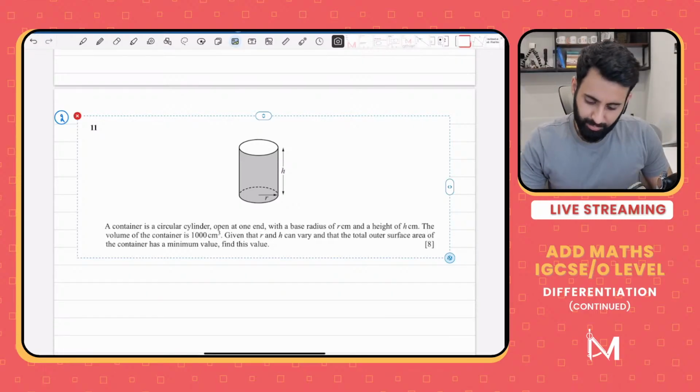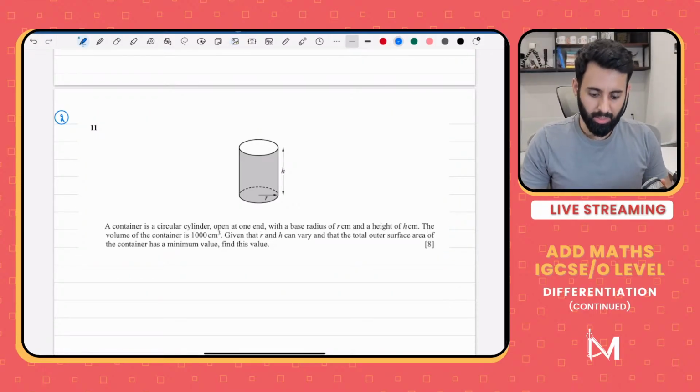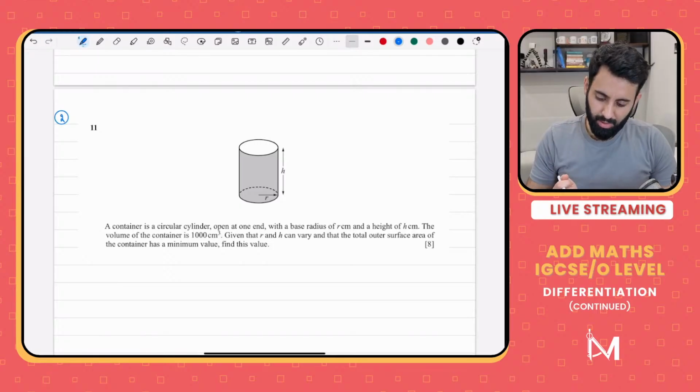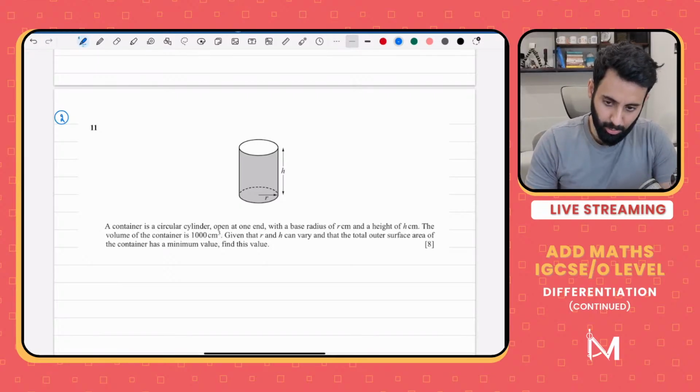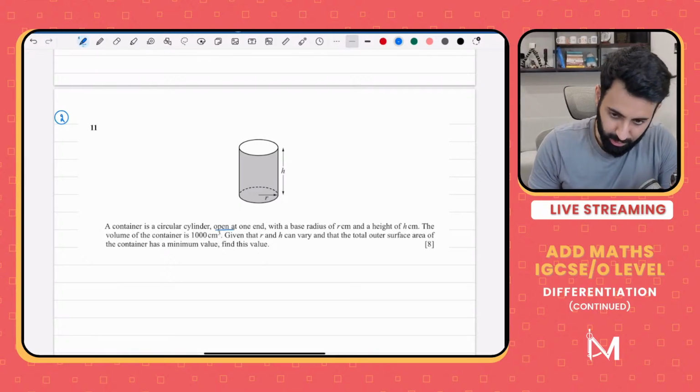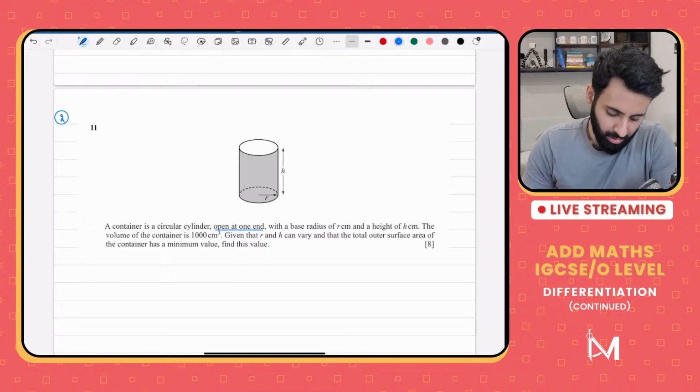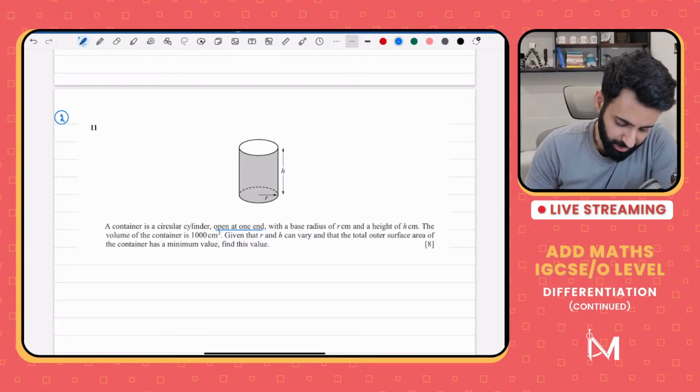Anyway, here's another question. Let's see what this says. A container is a circular cylinder open at one end. Okay, so it's open at one end, with base radius of r centimeter and height of h centimeter.